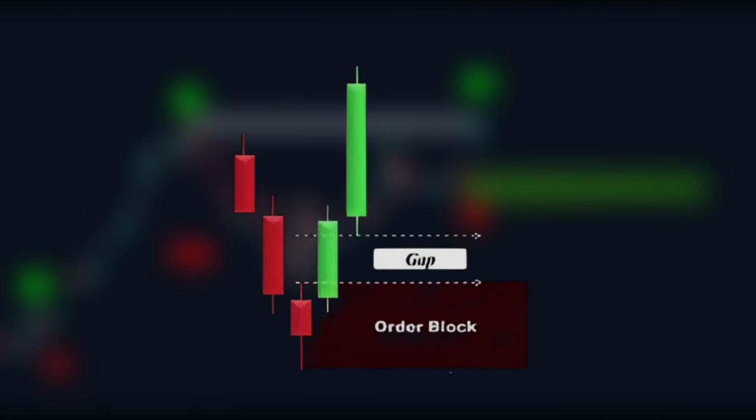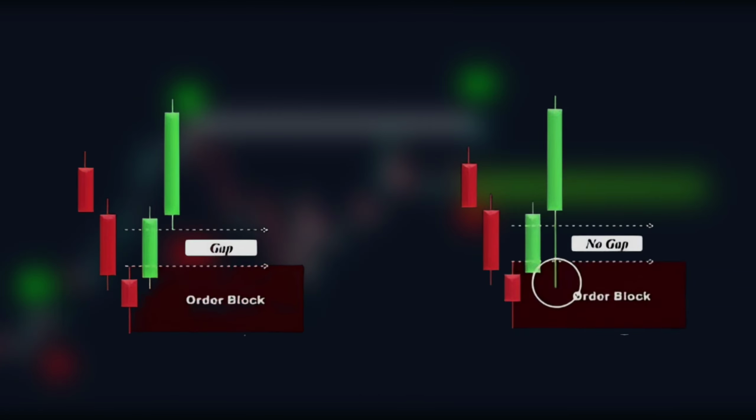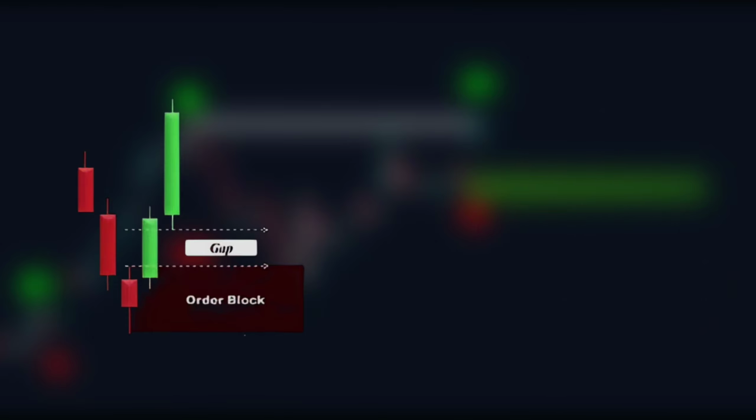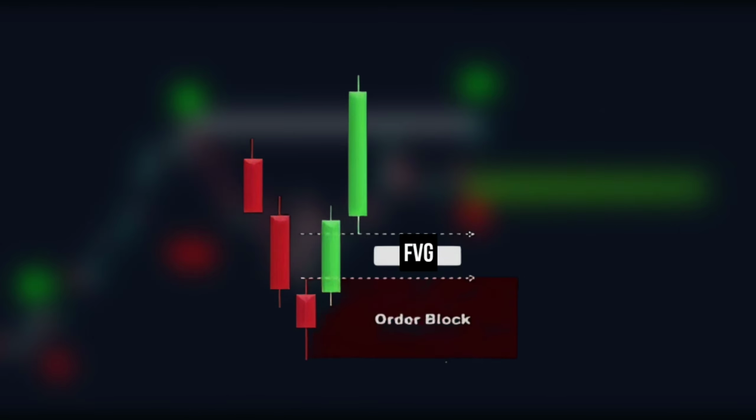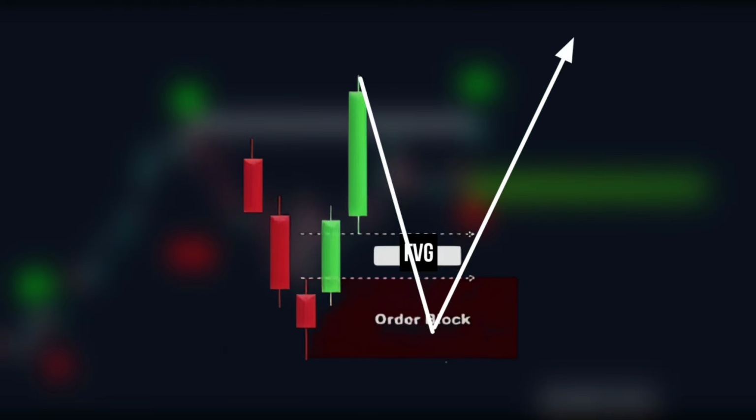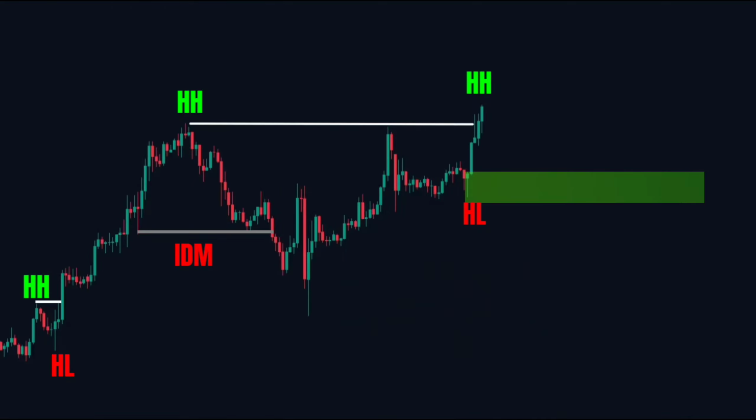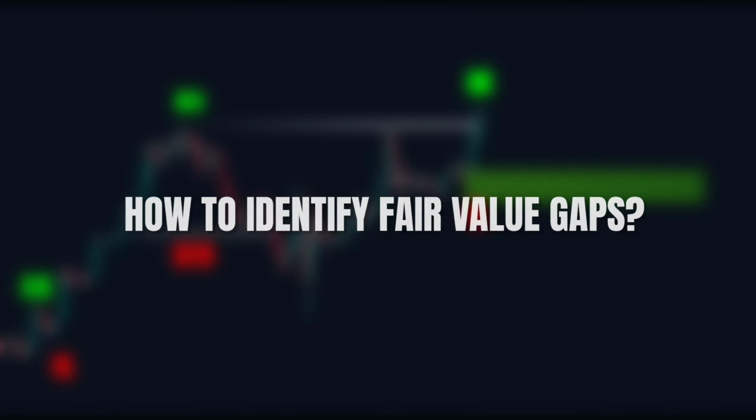Combining fair value gaps with order blocks helps distinguish between weak and strong order blocks. When an FVG overlaps with an order block, it significantly increases the likelihood that price will revisit this zone before continuing its trend, making it a stronger and more reliable setup. By prioritizing order blocks with nearby FVGs, traders can filter out weaker setups and improve their overall trade accuracy. Here is how to identify fair value gap.